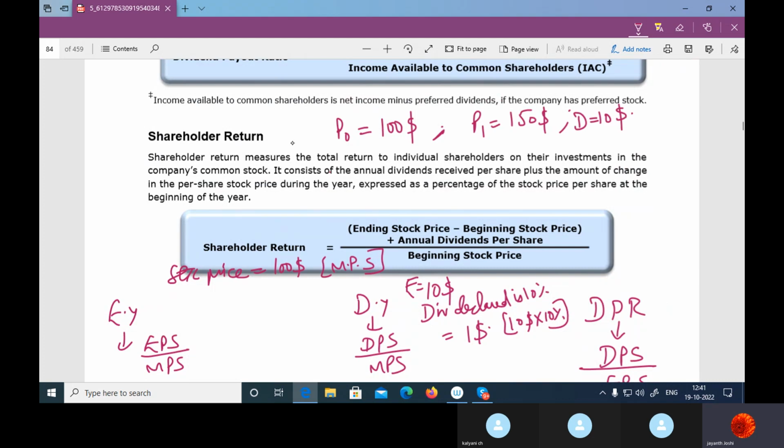So I'll divide this into two parts. The formula would be: ending stock price is P1, beginning stock price is P naught, and dividends is D, whole divided by P naught. That is your share return, that is total shareholders return. Write down this formula: ending stock price minus beginning stock price, plus dividends, divided by the beginning stock price.